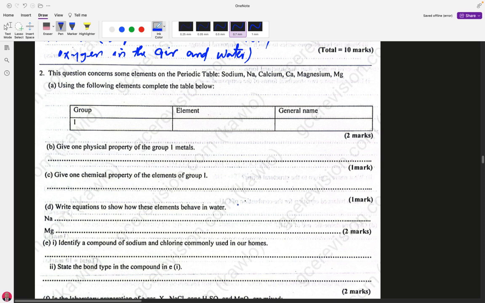One physical property of group 1 metal is what? Let's start with the first one. Using the following elements, complete the table. Group 1. The element in group 1 from the elements that have been mentioned here is sodium.